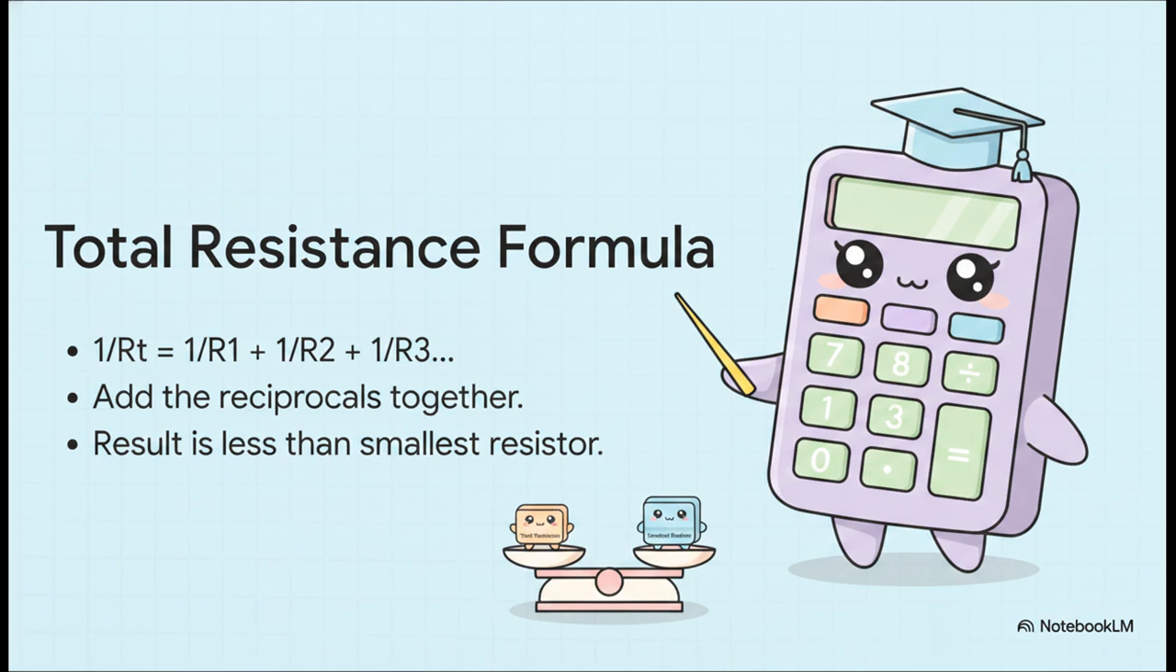And here is a fantastic little trick to check your math. The resulting total resistance will mathematically always be smaller than the smallest resistor in the group. Because we're adding reciprocals, the total resistance of our 10K, 2K, and 1K resistors is mathematically guaranteed to be less than 1 kiloohm. Pretty cool, right?